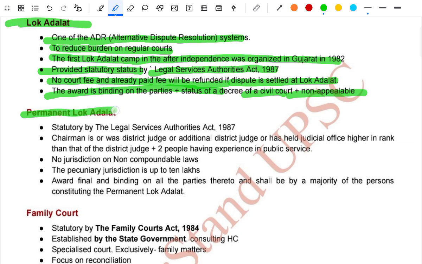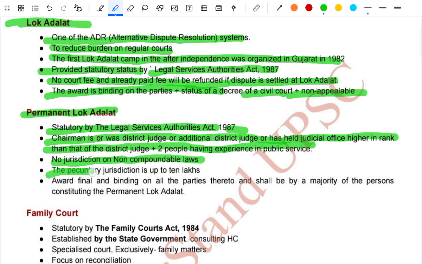The Permanent Lok Adalat is statutory under the Legal Services Authorities Act 1987. The chairman is a district judge or additional district judge, or has held judicial office higher in rank than that of a district judge, plus 2 persons having experience in public services. It has no jurisdiction over non-compoundable offences. The pecuniary jurisdiction is up to 10 lakhs. The award is final and binding on all parties thereto, decided by majority of the persons constituting the Permanent Lok Adalat.